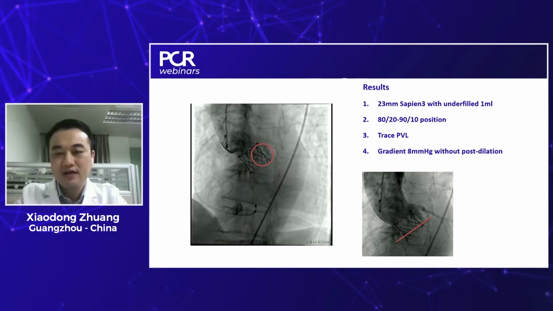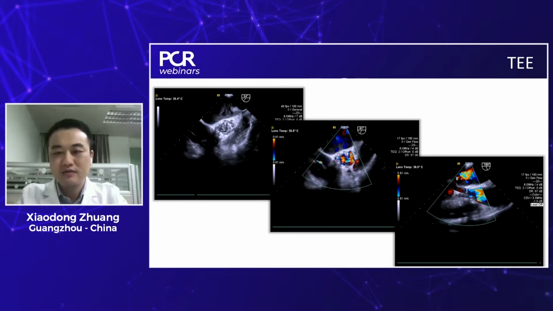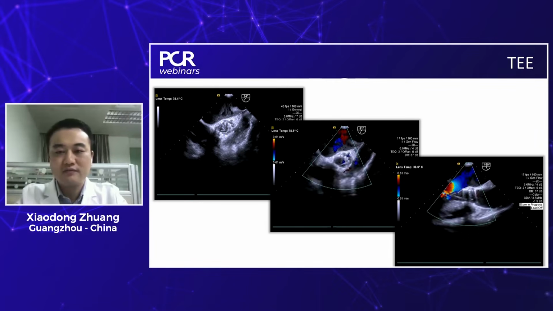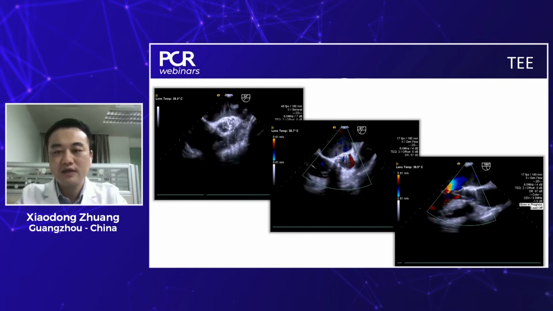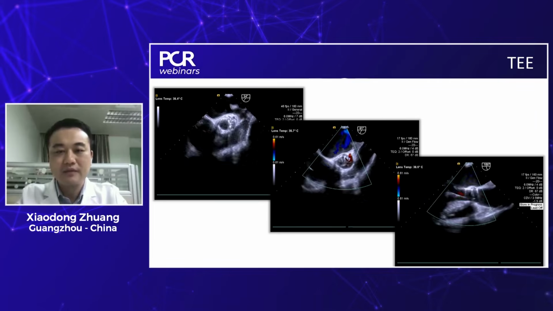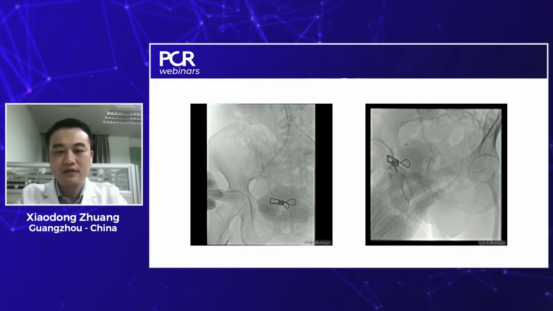acceptable, at 1820 and 1910 positions on both sides. So we just finished this procedure. And after that, we do the echo to evaluate the PVL, and we only see the minor or trace PVL.